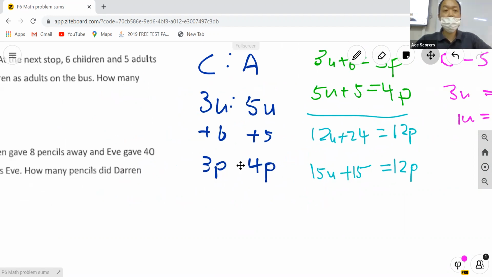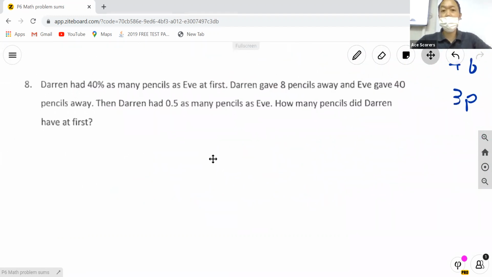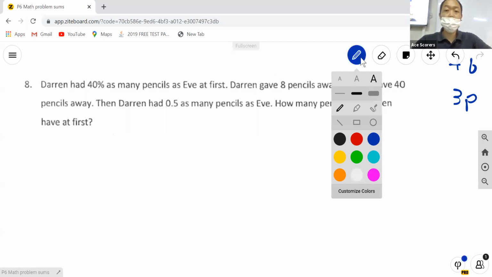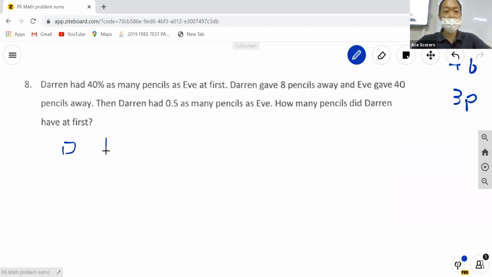Okay, next one. So Darren had 40% as many pencils as Eve at first. So we have Darren, and then we have Eve, 4 units, and how many units? 10 units, right? Because it's 40% of this, so this has to be 100%. So Darren gave away 8, so take away 8, and Eve gave 40. Then Darren had 0.5 as many pencils as Eve. So this is like 1 part, this 2 parts, okay?